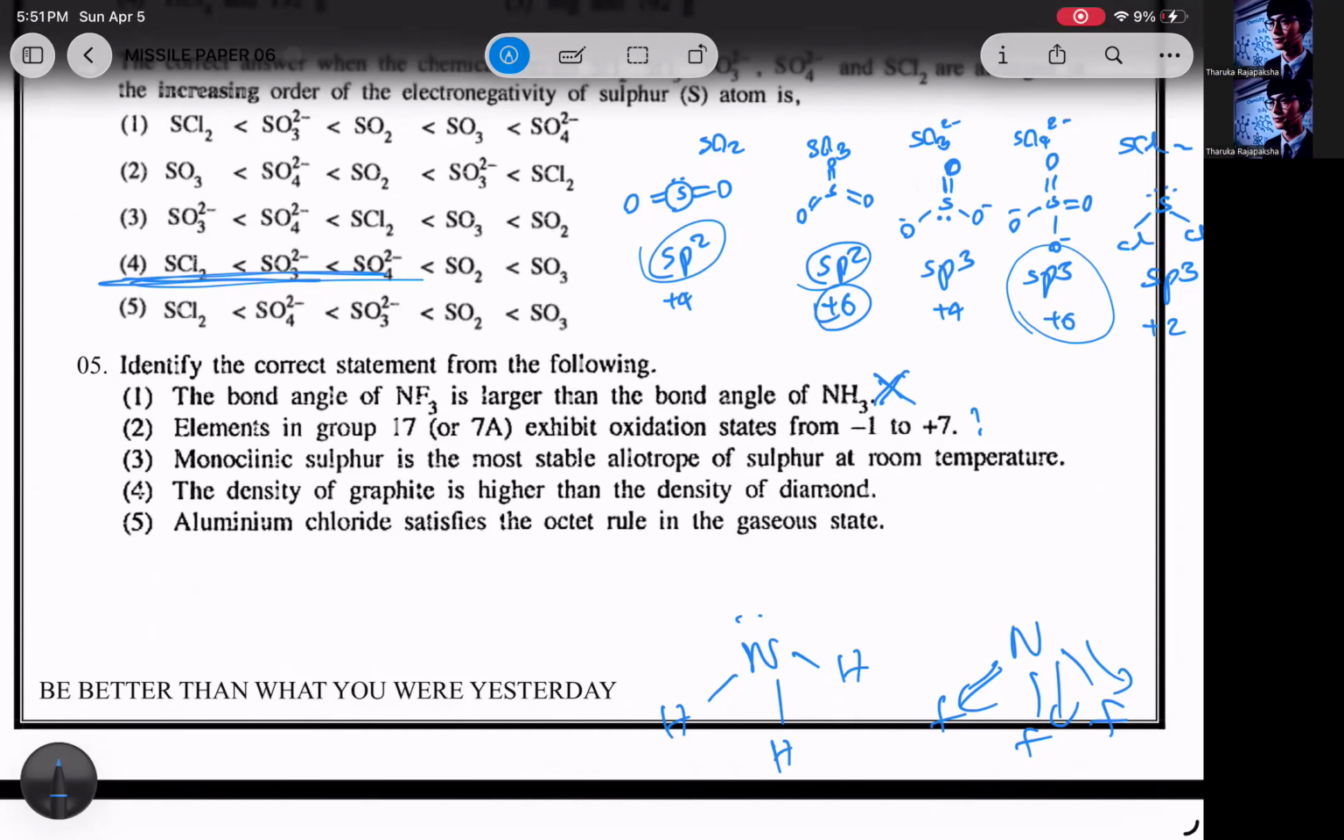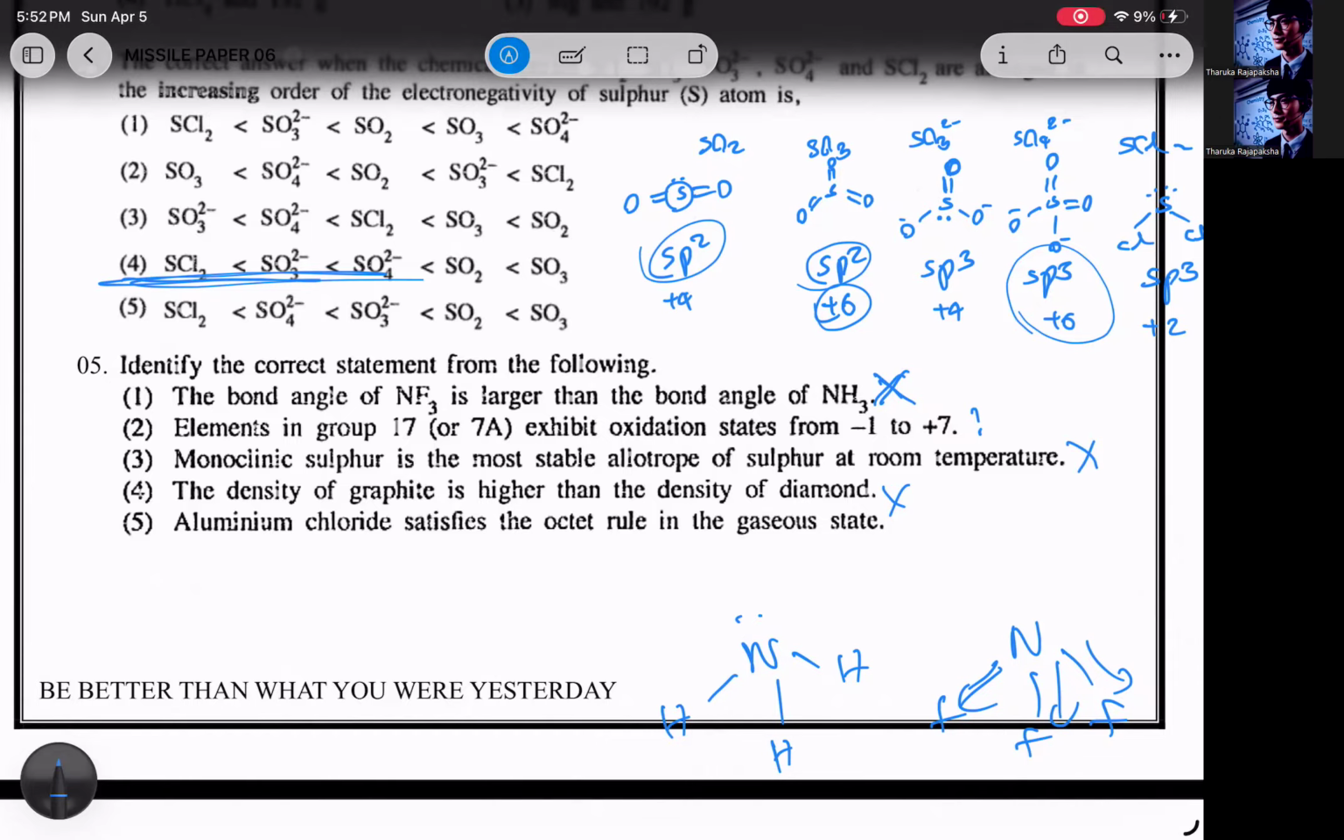Monoclinic sulfur is the most stable allotrope of sulfur at room temperature. That's wrong. Not monoclinic sulfur. Rhombic sulfur is the most stable. So we do this under energetics. In energetics, we tell you the most stable form of sulfur, which is rhombic. The density of graphite is larger than the density of diamond. That's wrong. Diamond has a larger density, right? Diamond has a larger density.